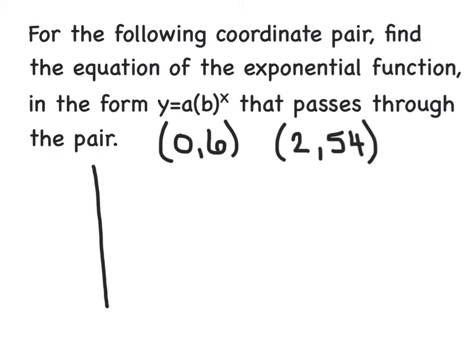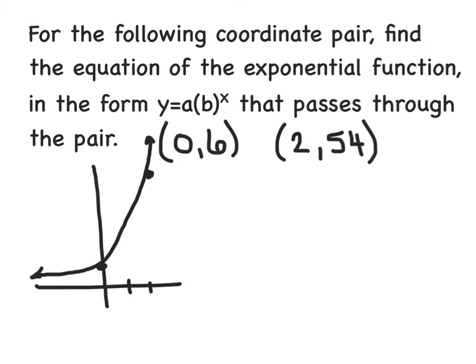There is a particular function, and we could visualize, maybe here's (0, 6). And then here's (2, 54) up here, and remember, it's not a straight line connecting them. It's more of an exponential function that maybe swoops like this. And we're going to try to come up with the equation of that curve.